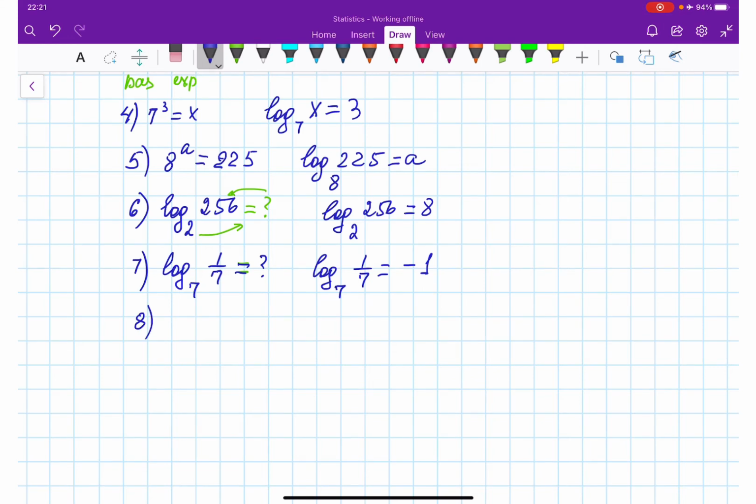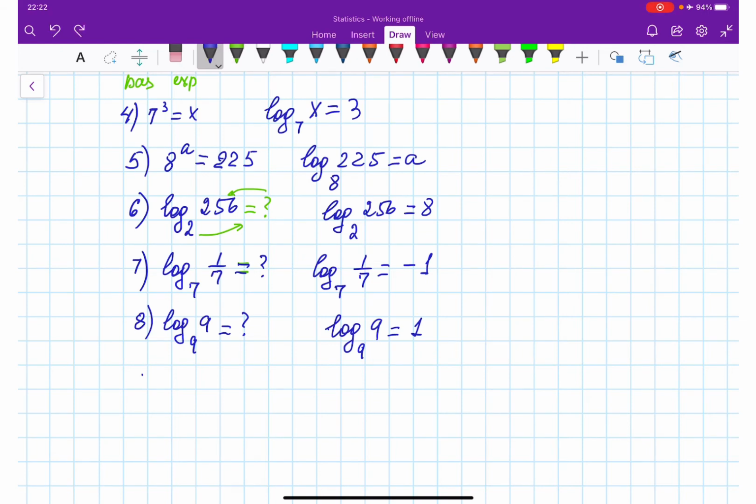Number 8. Logarithm 9 by base 9. So 9 to what power do we have to raise to get 9? Obviously it's going to be 1, right? 9 by base 9 is equal 1, because 9 to power 1 you get 9.